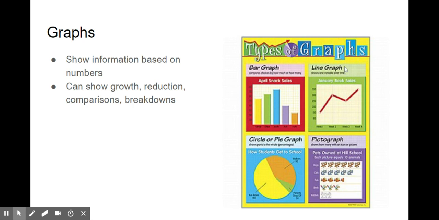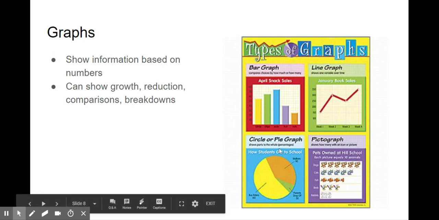The next one is a line graph, and line graphs are great for showing growth and reduction, not so much for comparison. So for example, here we got January book sales, and we can tell that the book sales went up and then they went down a bit and then they went up again. So it shows an overall growth, and it can show a reduction depending on which way this line's going.